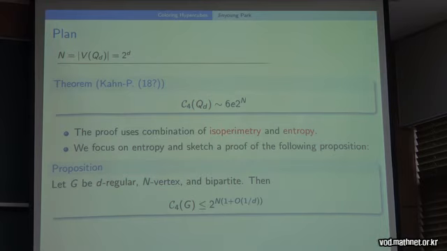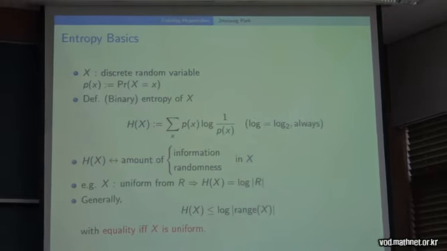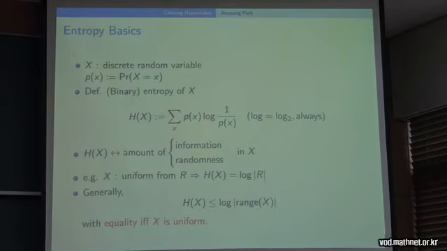To do that, let me introduce some entropy basics. I'm doing probabilistic methods, so it always starts from X, which is a discrete random variable, and p of x is defined by the probability that X equals x. We define the binary entropy of X by H of X equals that notation. And log always means log base 2 because the notion of entropy comes from information theory, which has to do with computer science. So binary is much more natural than anything else.